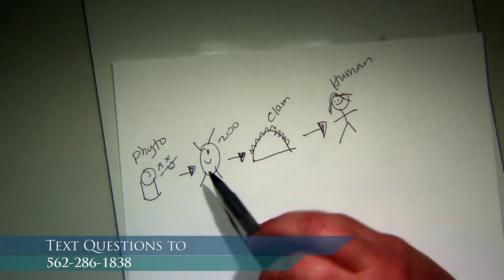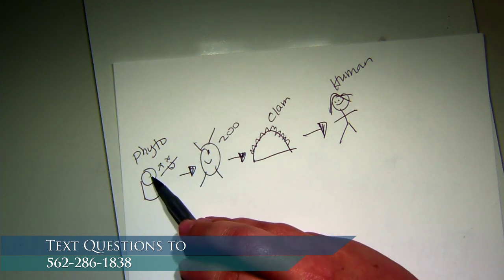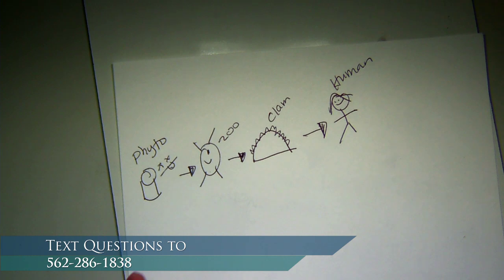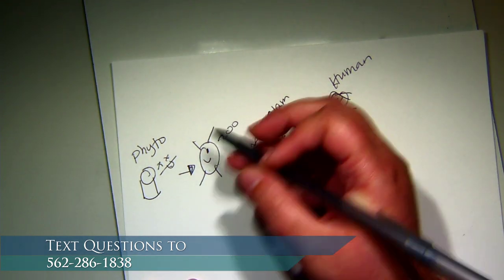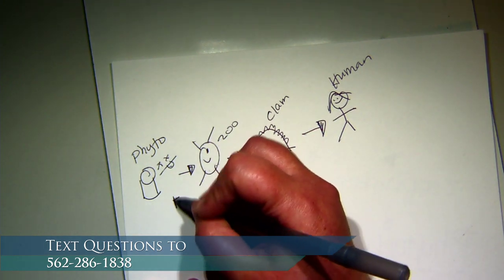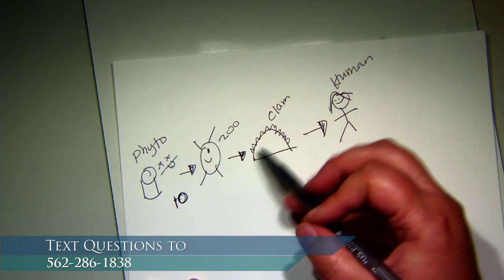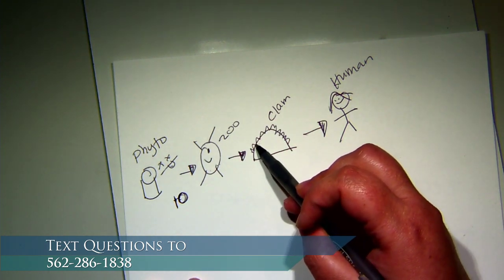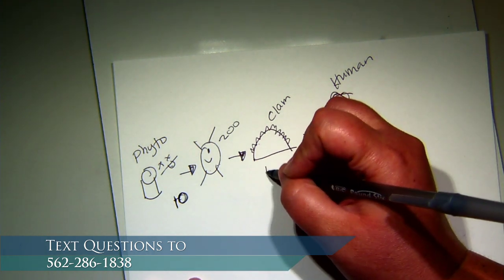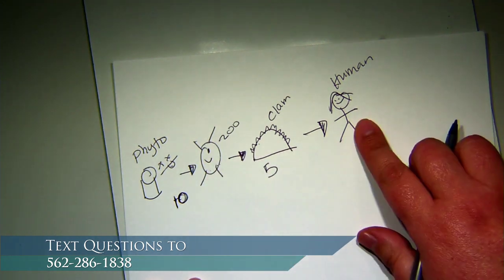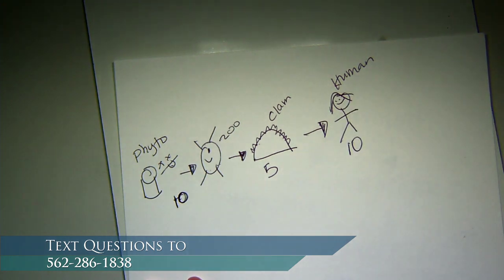And so, when our animal plankton eat our plant plankton, they actually don't just stick to one, they will eat several. So in this case, let's just say the zooplankton ate maybe, we'll say 10 of these phytoplankton. All right. And we'll say this clam ate, oh, I don't know, what do you think? Yeah, we'll say maybe 5 of these zooplankton. And let's just say I'm a really hungry human and I go on ahead and I eat 10 clams, right?